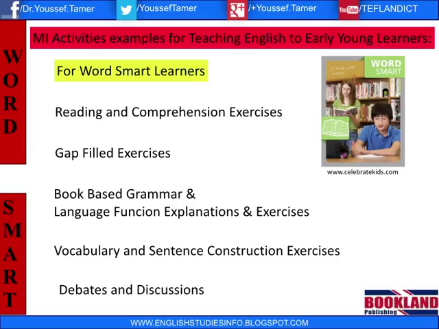Now, the word smart learners. The word smart learners prefer activities like reading and comprehension exercises, texts, and then multiple choice or true or false. Gap-filled exercises. It's no longer about pictures, it's more about language. Book-based grammar, like charts summarizing tenses. Language function explanations and exercises. Vocabulary and sentence construction exercises, debates and discussions. Examples, snapshots of activities that use this kind of intelligence.